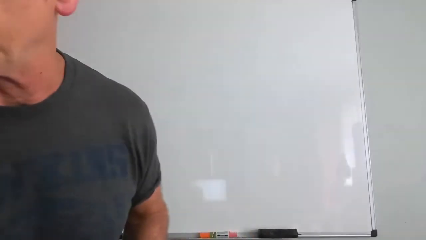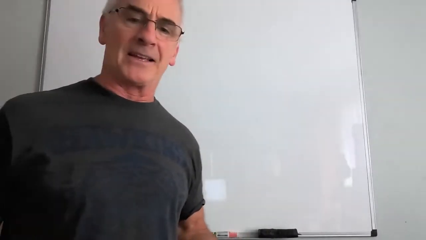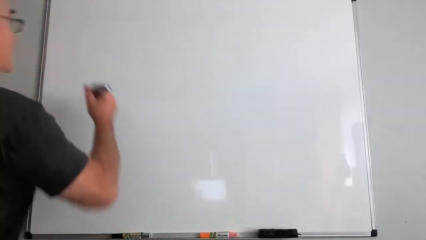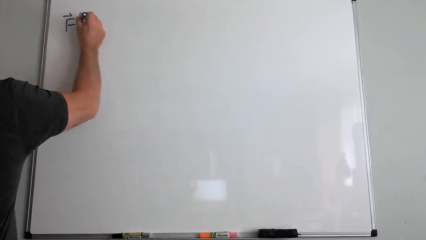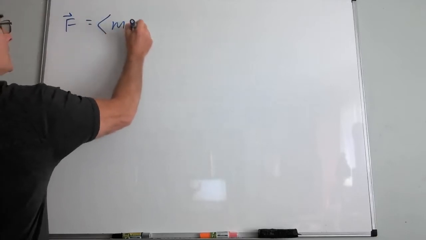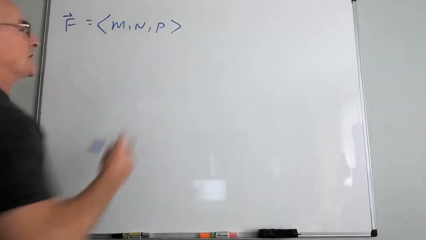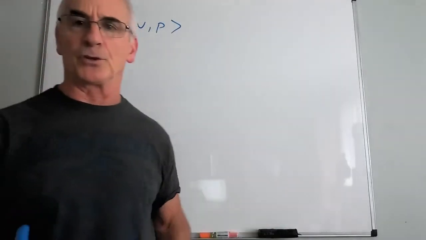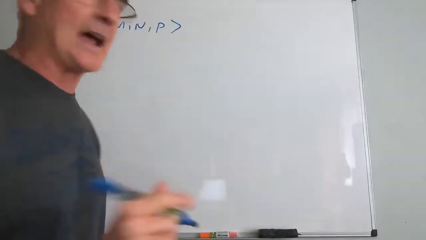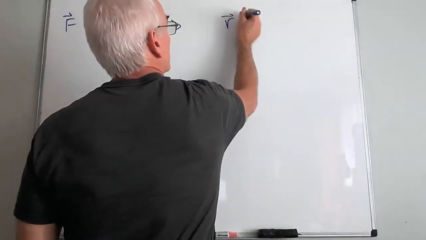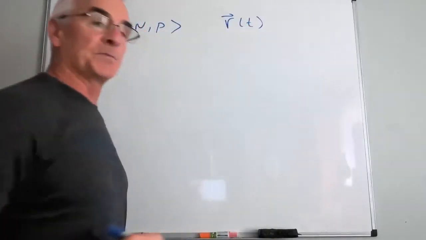But since the force is variable and paths typically are variable, it's not a simple matter of just taking a couple of simple vectors and doing a dot product. In fact, integration's generally involved. So let's consider the following: I've got a force of the form MNP. I'm going to do this in 3 dimensions, but the analogies in 2 still work. And let's say we have a path R of t. Okay, R of t is my path.